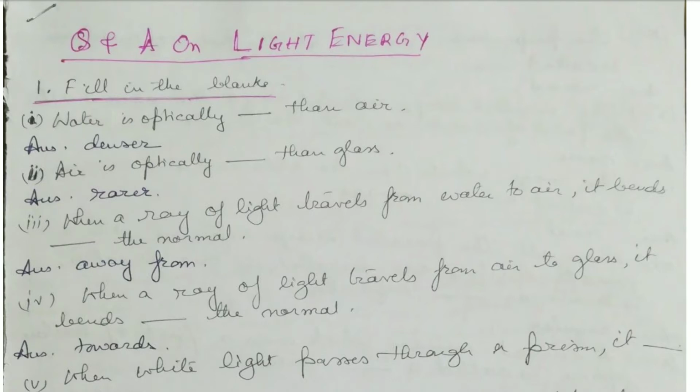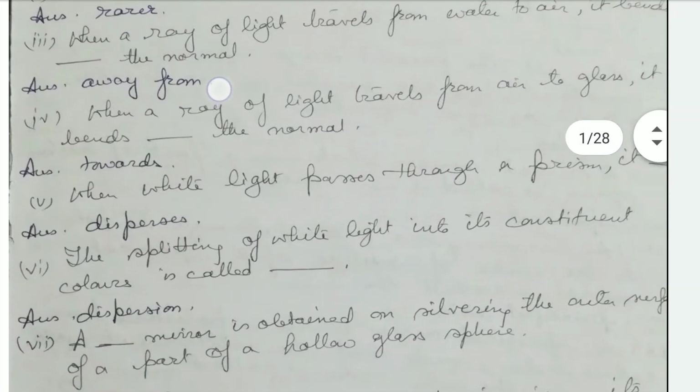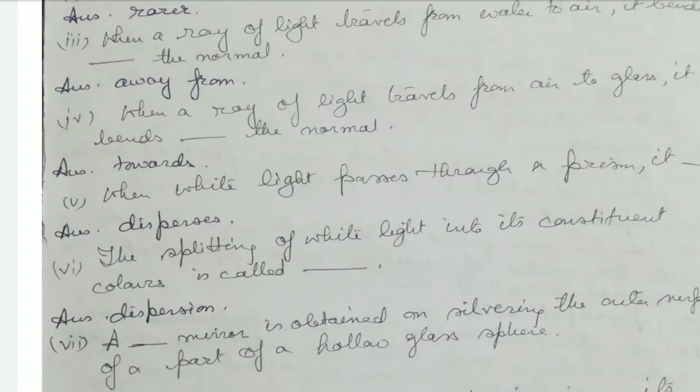Water is optically denser than air. Air is optically rarer than glass. When a ray of light travels from water to air, it bends away from the normal. When a ray of light travels from air to glass, it bends towards the normal. When white light passes through a prism, it disperses. The splitting of white light into its constituent colors is called dispersion.